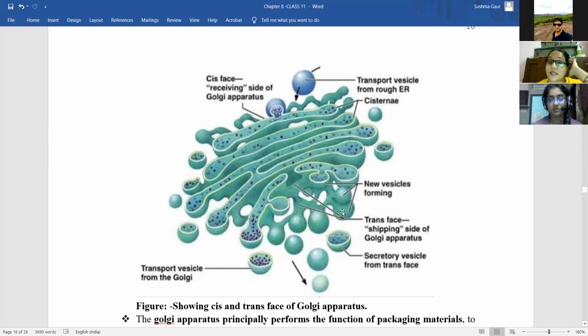So now you can see that they are known as transport vesicles, because they are transporting the proteins enclosed in the vesicles from endoplasmic reticulum to Golgi. So they are transport vesicles, and the vesicles that are responsible for releasing proteins from the trans face are known as secretory vesicles. Is it confusing, Shreya?